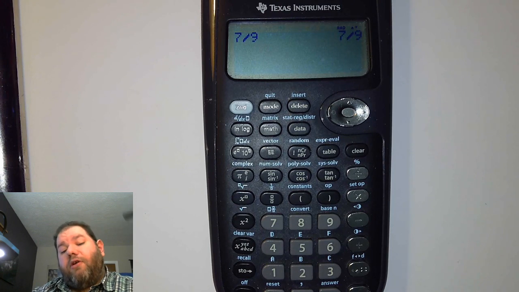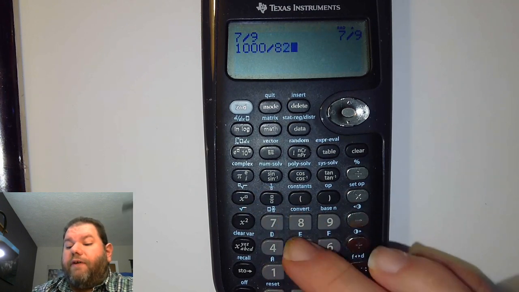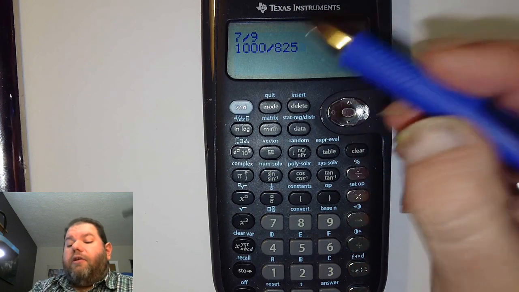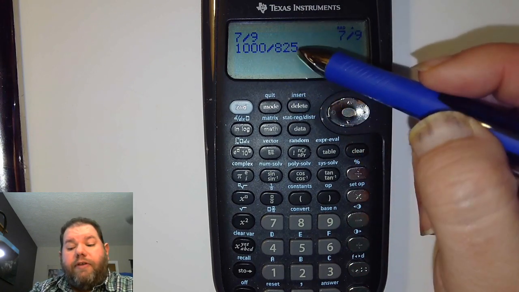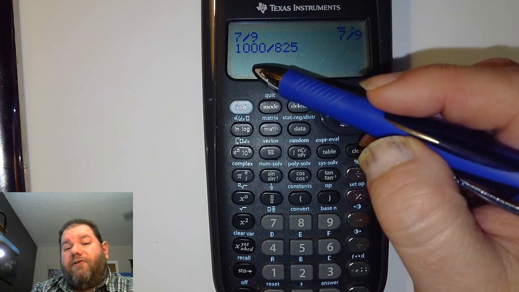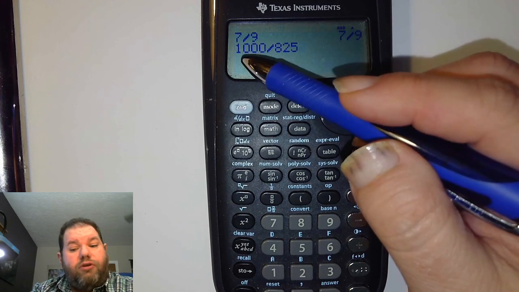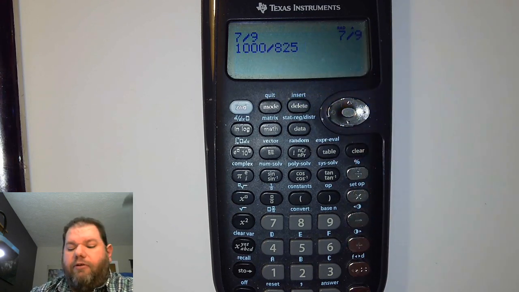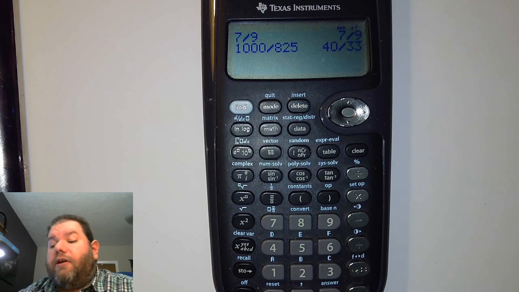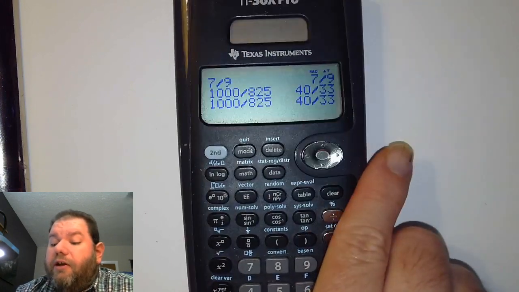Now, if we do have a fraction that we could reduce, let's say we have 1,000 over 825. Because the numerator is larger than the denominator, we know that this will also create a mixed number, because there's going to be a whole number component as well as a fractional component that should need to be reduced. Again, the nice thing here is that it gives us 40 over 33. It just keeps giving us that.